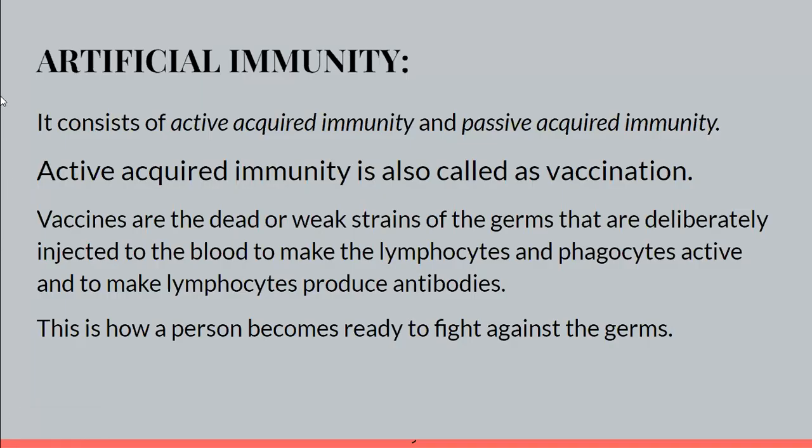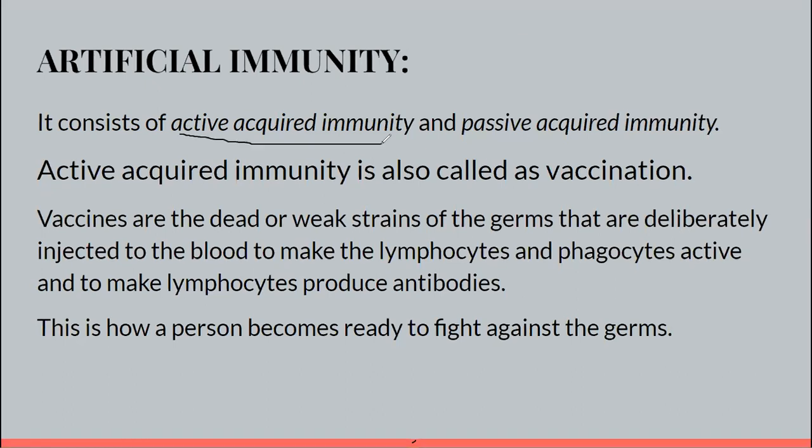What is artificial immunity or artificial immune response? It is of two types. What are those two types? Active acquired immunity and passive acquired immunity. So what is active acquired immunity? Active acquired immunity is the vaccination.